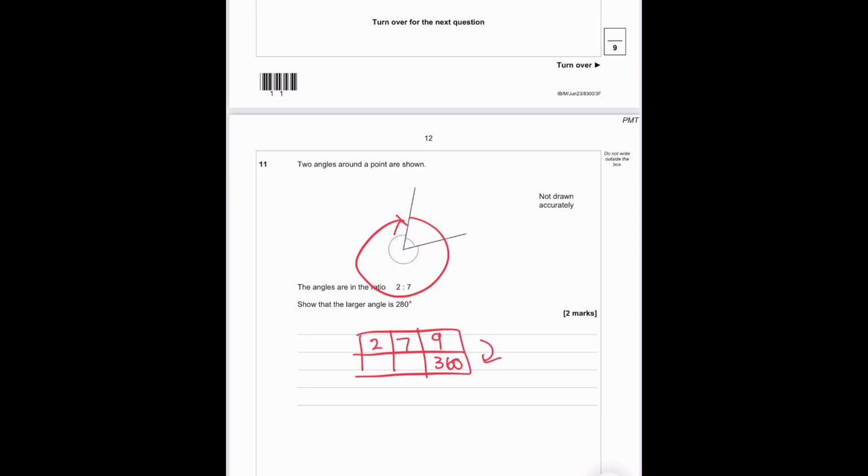So we're going to times this one by 40. We're going to times this by 40 to get 80. And 7 times 40 is 280. So we have shown.